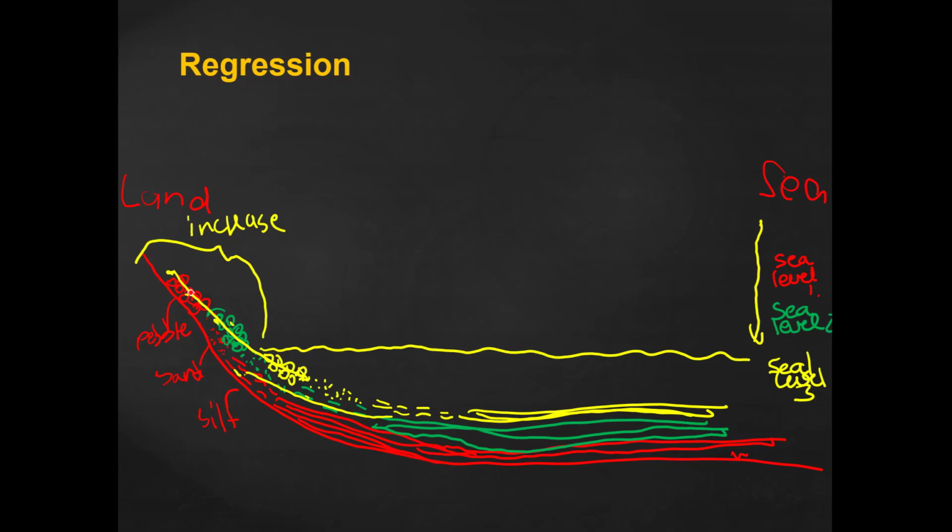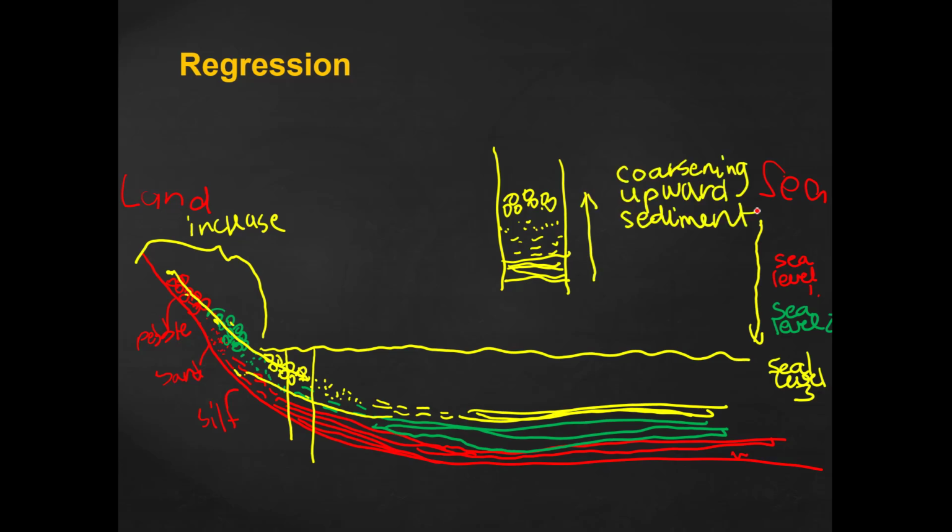Now, if we make a borehole right here and see what happened, what you can see is that it started with clay, and I'm just going to do it with yellow. And then it goes into silt, and then it goes into sand, and then pebble. So when you have a regression, the grain size of the sediment is coarsening up.